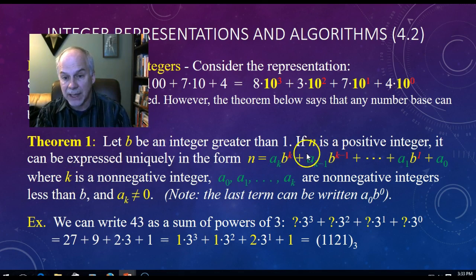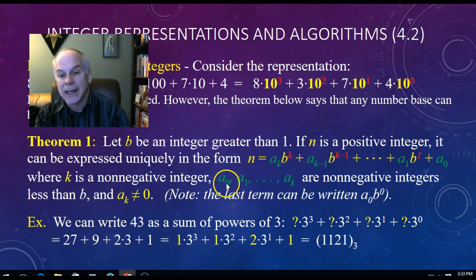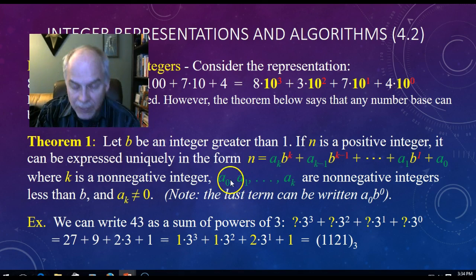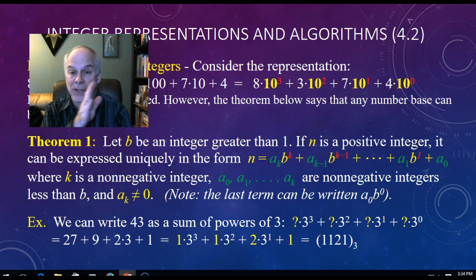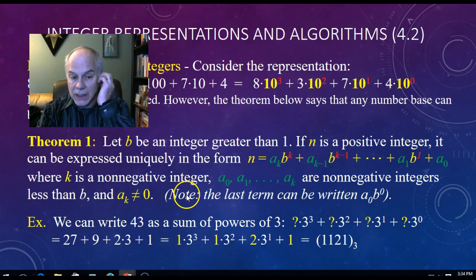But notice k was some non-negative integer, so some positive or zero integer, and the a zero, a1, a2, a3, all the way up to a k are non-negative integers less than b. Now notice all those have to be less than b. Like for example, the base is 10 here, so we can't have a number out in front here that's greater than or equal to 10. It has to be less than 10. So that's why our digits are 0 up to 9, and we never have a digit that's greater than 9. All right. Now we have a two-digit number that's greater than 9, of course, but not a one-digit number that's greater than 9.